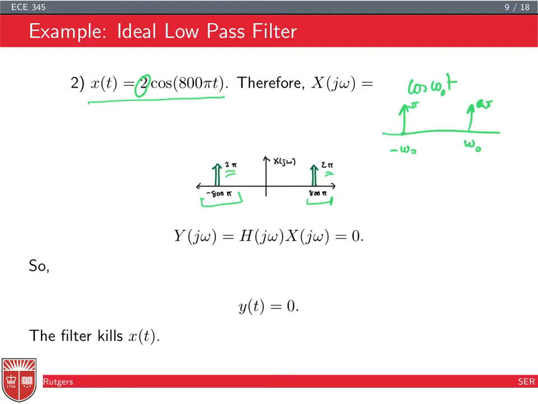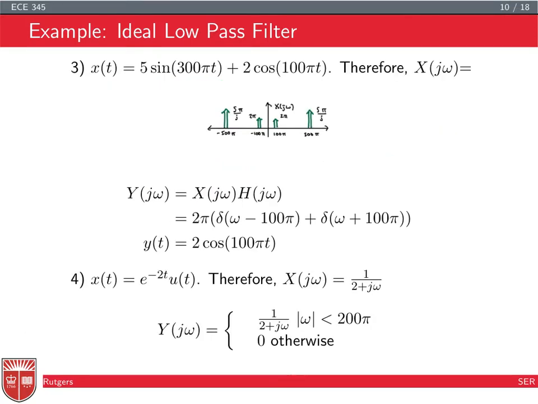Again, I use this example as an excuse to remind you of the CTFT of a cosine. But you should immediately see that this signal has a high frequency, 800 pi, high with respect to what the low-pass filter lets go through. So nothing of this signal is going to go through the filter, and the output is going to be 0. The filter is somewhere here, and everything outside is 0.